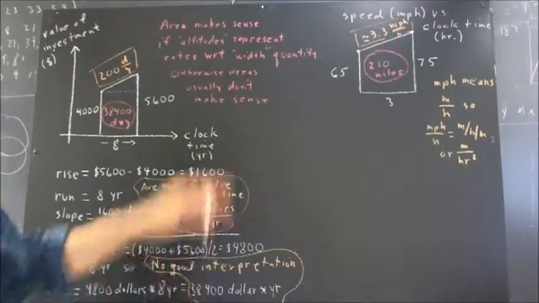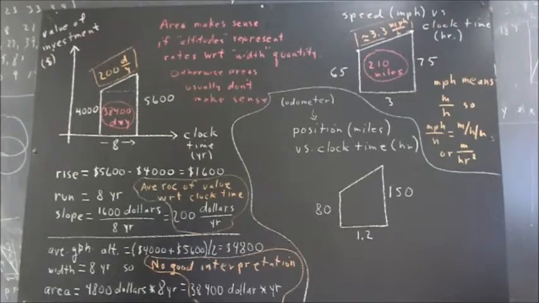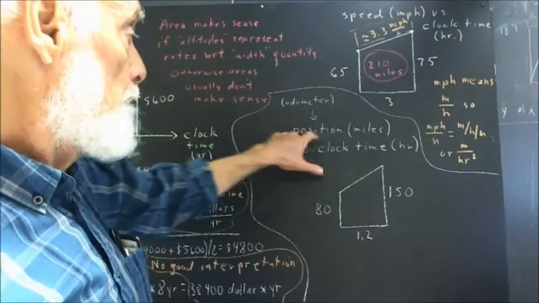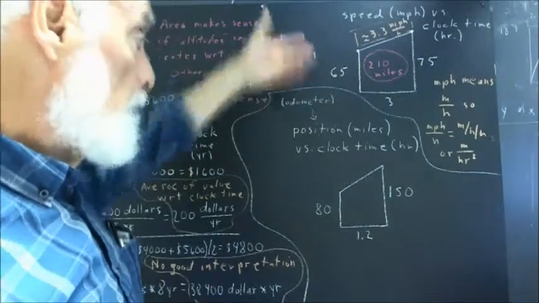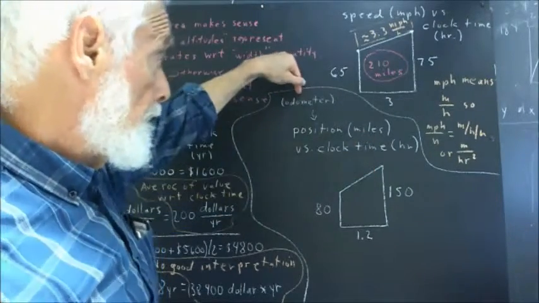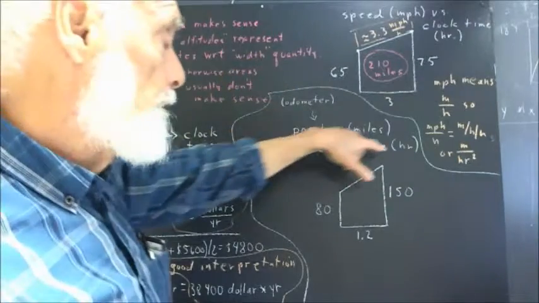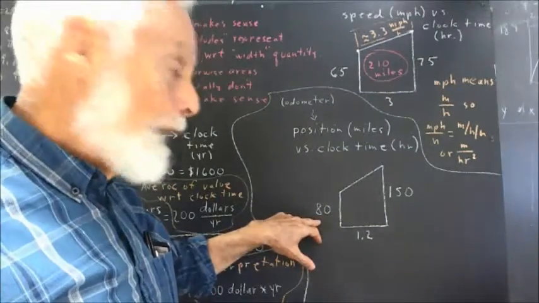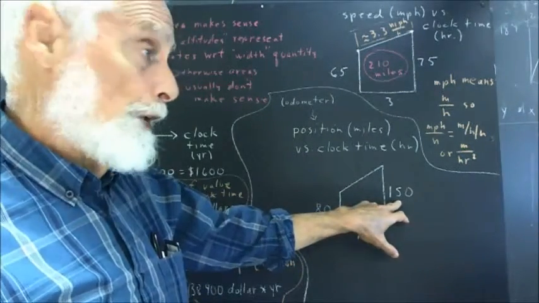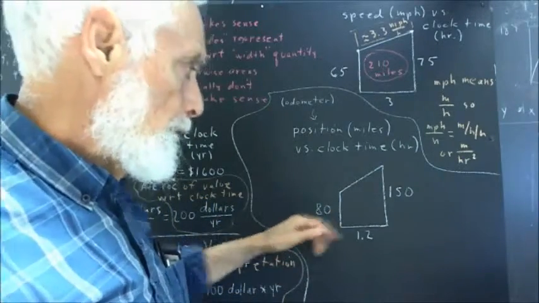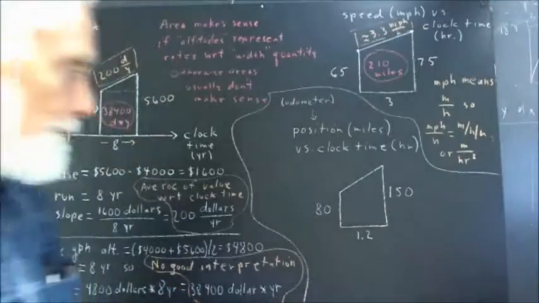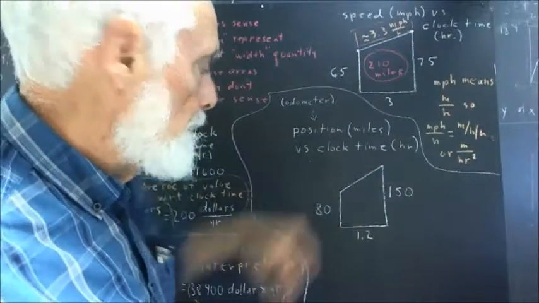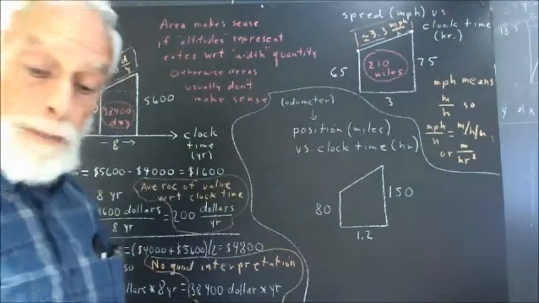Now, we'll look at another example in a minute. Okay, here's another situation. We have position as measured in miles, and let's say that's an odometer reading. You're driving a car someplace. So your position in miles is indicated by your odometer versus clock time in hours. Let's say it's a pretty new car. So you start out with 80 miles on your odometer and end up with 150. And of course, you might just have your odometer on trip mode. Okay, so what is the slope and what's the area of this graph, and what does each mean?